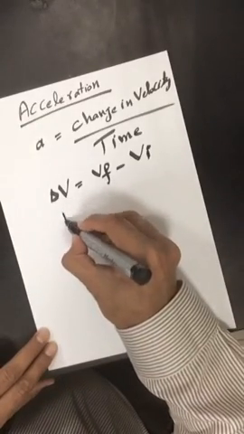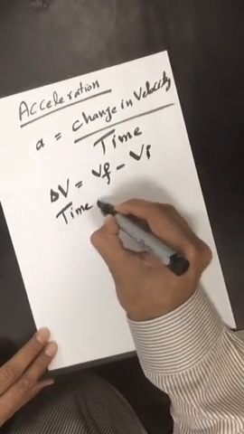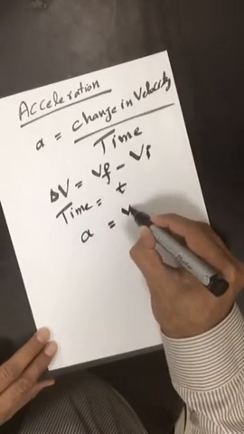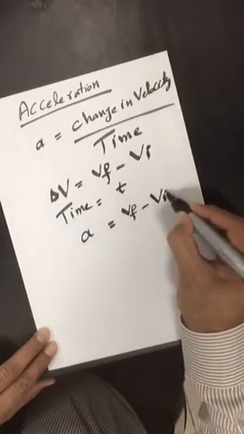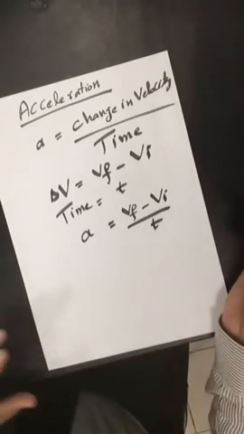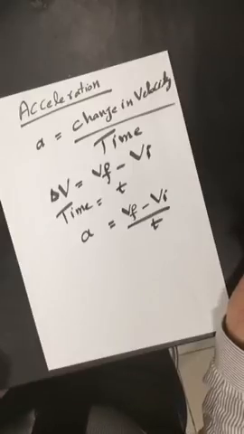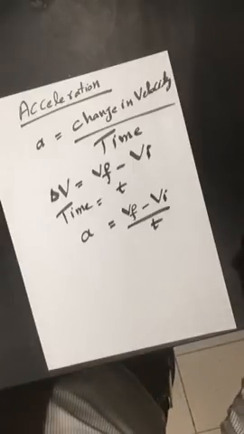And time, you know that, how we represent the time. Basically, it's also time interval, small t. So a simple equation is a equals Vf minus Vi over t. This equation is used to define the acceleration. Acceleration means rate of change of velocity.